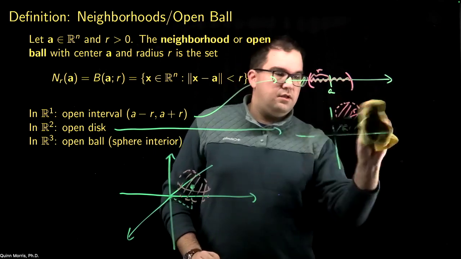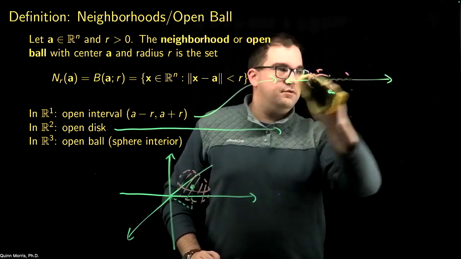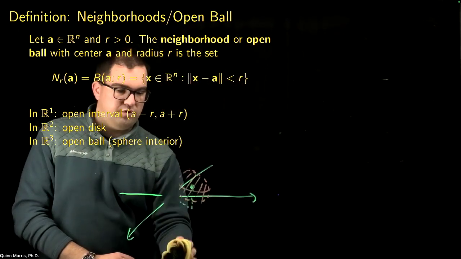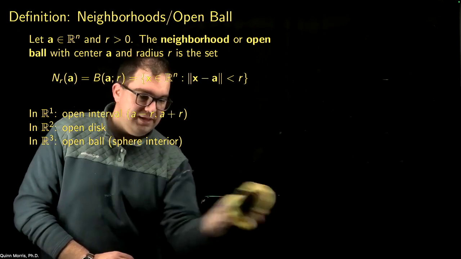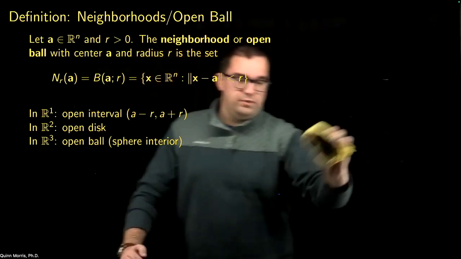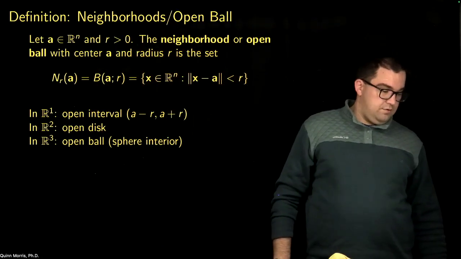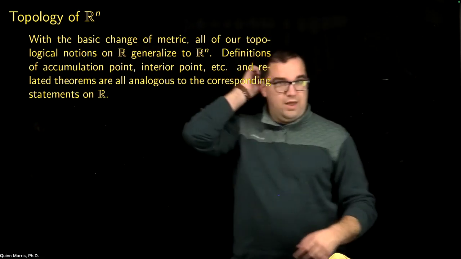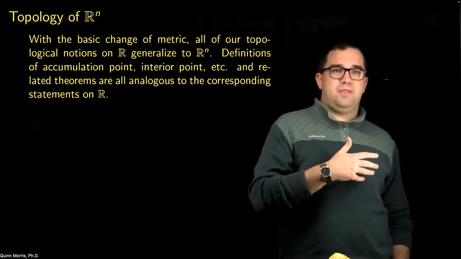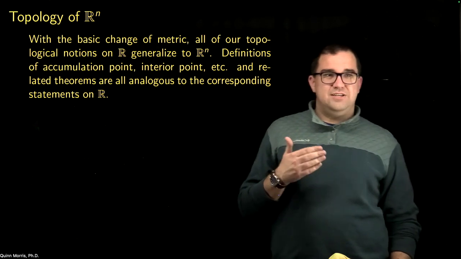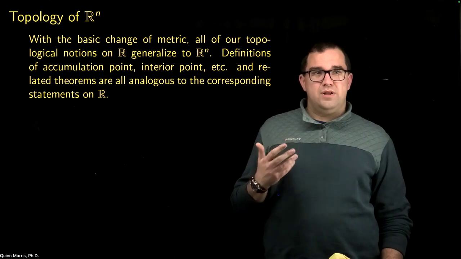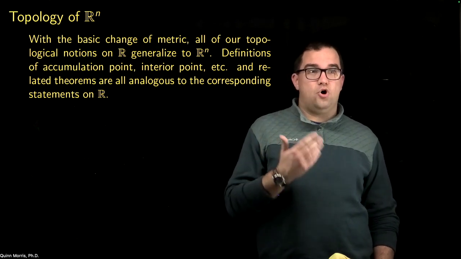All right. Well, now that we have a definition of a neighborhood, we can now turn around and pretty well modify all of the topological things that we did in R. So, for example, we could define an accumulation point in exactly the same way. With this basic change of metric, all of our topological notions from R are going to pretty quickly generalize to Rn. All the definitions, all the related theorems are going to be pretty much analogous to the corresponding statements on R.